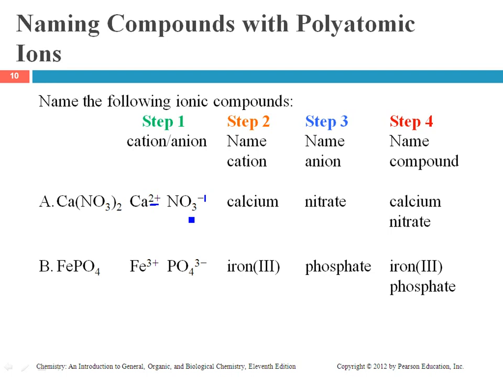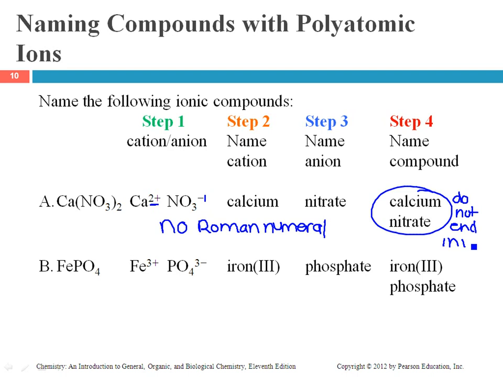All we have to do here is name the metal, or the cation, first, and then name the polyatomic ion, and put it together. The key here is we have no Roman numeral. A lot of students will want to add a Roman numeral, but we don't need it because it's understood that calcium always forms a +2 ionic charge. So we just name it as is, calcium nitrate. We do not end with -ide when dealing with the polyatomic ion. You just name it as it is on the table or chart that you're given.